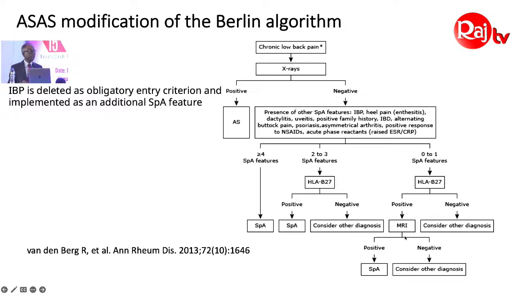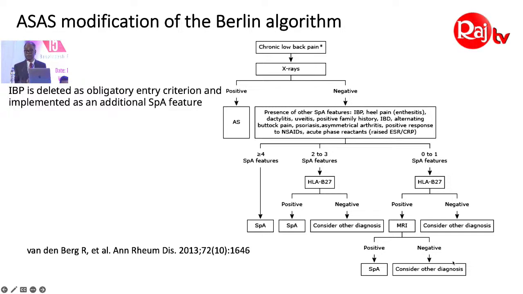You do MRI. If MRI shows bone marrow edema, very subtle changes in the joint spaces, if MRI is positive, then diagnose the case as spondyloarthritis. If it is negative, then consider the other diagnosis. Again, if MRI is negative, they consider the other diagnosis. So this is the diagnostic algorithm.